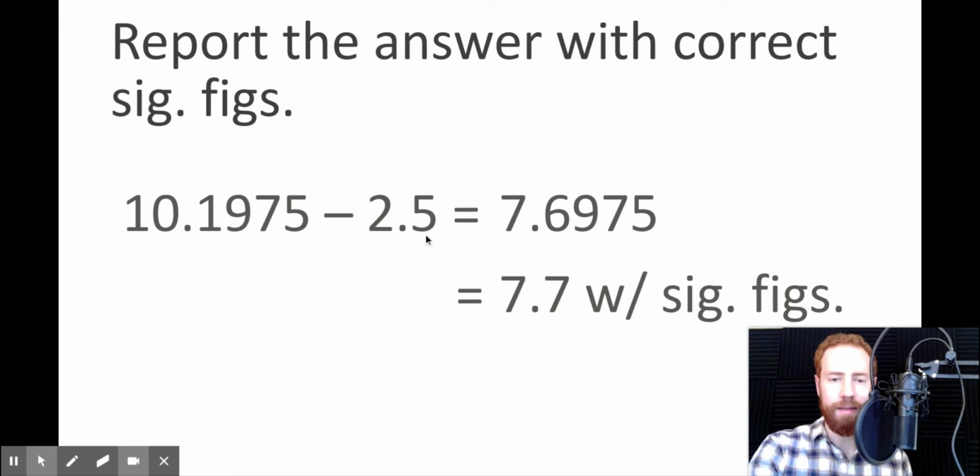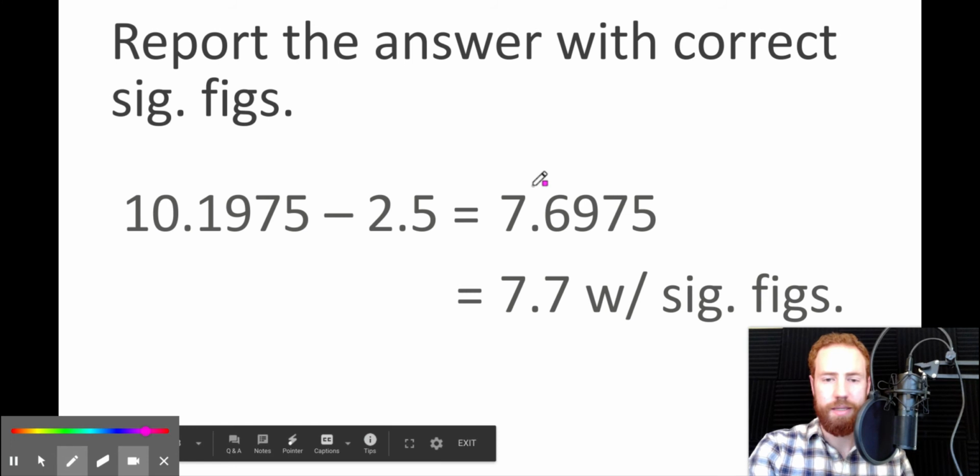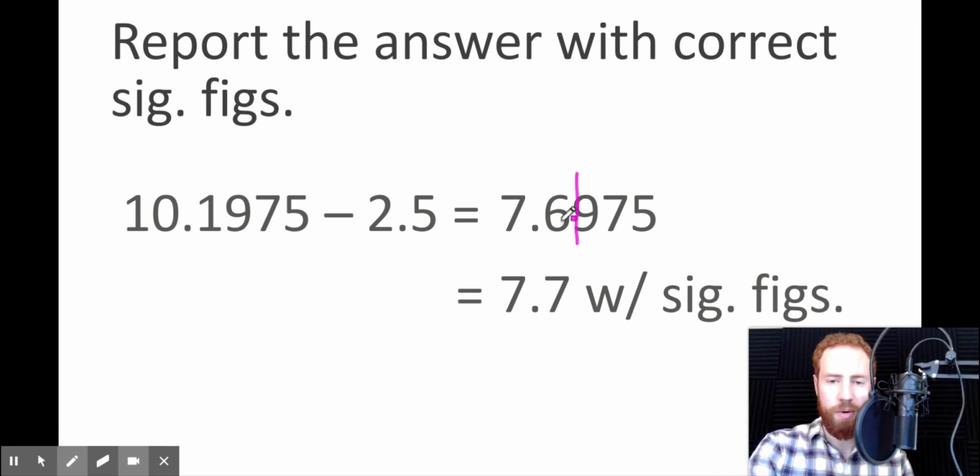And the reason is that the measurements weren't exact to that number of decimal places. We're limited by the least accurate measurement. In this case, the least accurate measurement is 2.5, which only has one decimal place. And so you're only going to be able to keep one decimal place. So this 6 is going to be our final significant figure. That's where our number will end.